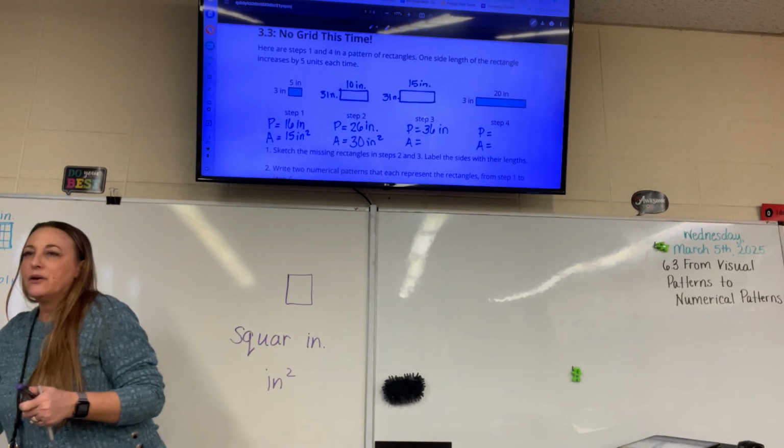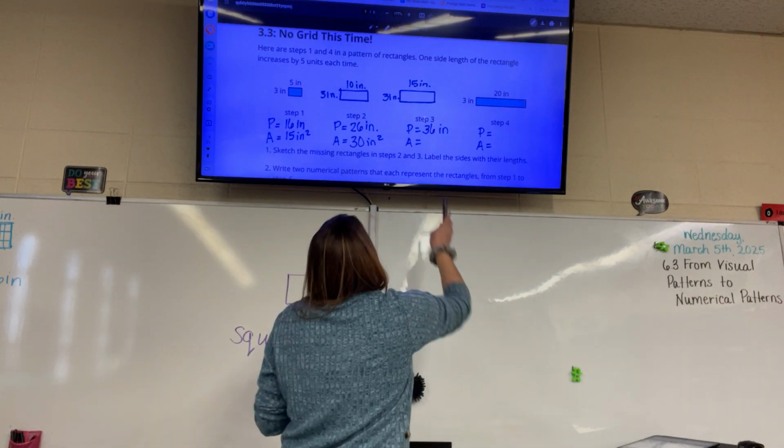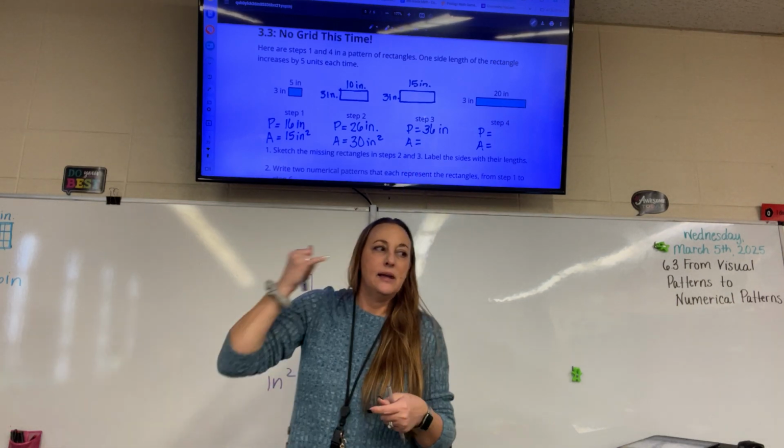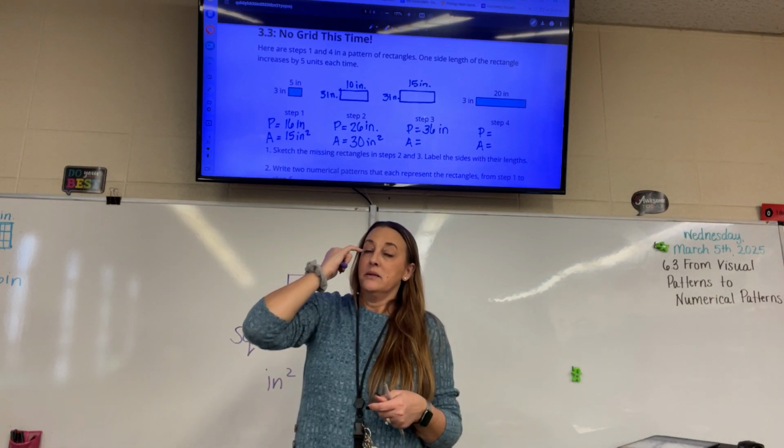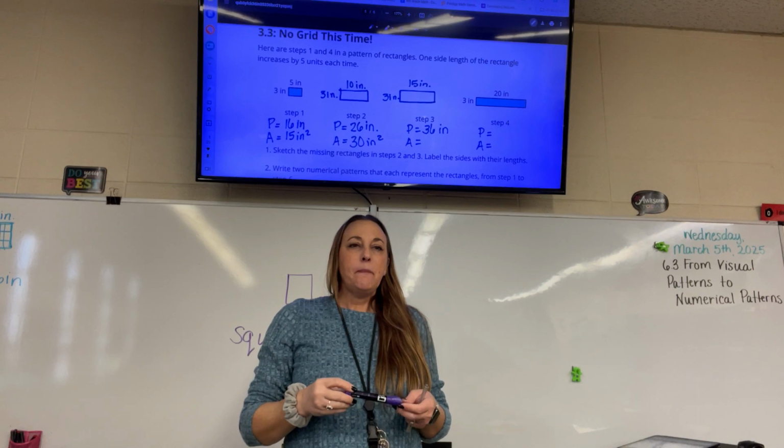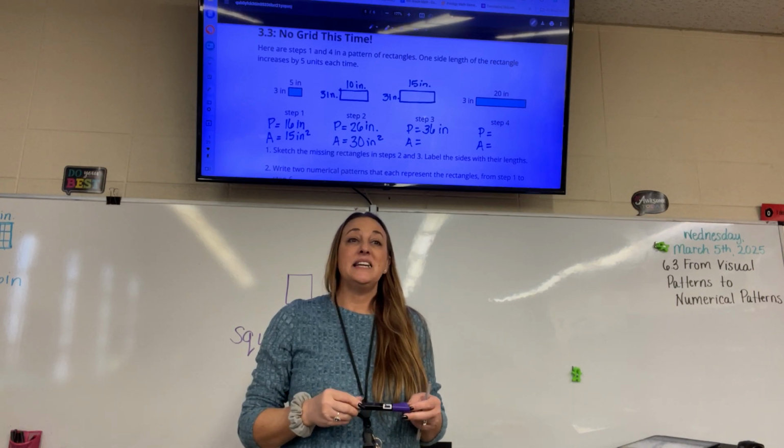Good question. Okay, what would be the area of step 3? Devin? So we're multiplying 15 times 3.